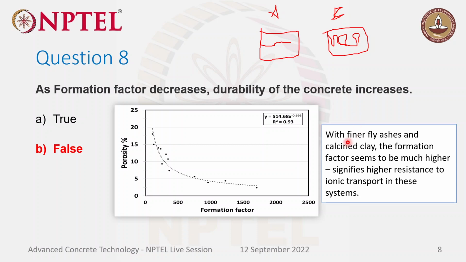Okay, so with finer fly ashes and calcined clay, the formation factor seems to be much higher, which signifies higher resistance to ionic transport in the system. So if we calculate the formation factor for concrete A and concrete B, the formation factor will be higher for concrete B, not A. And water will reach the core easily in concrete A.